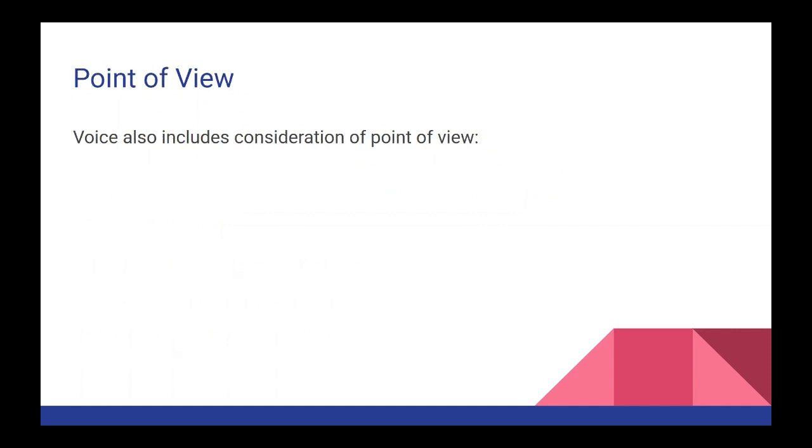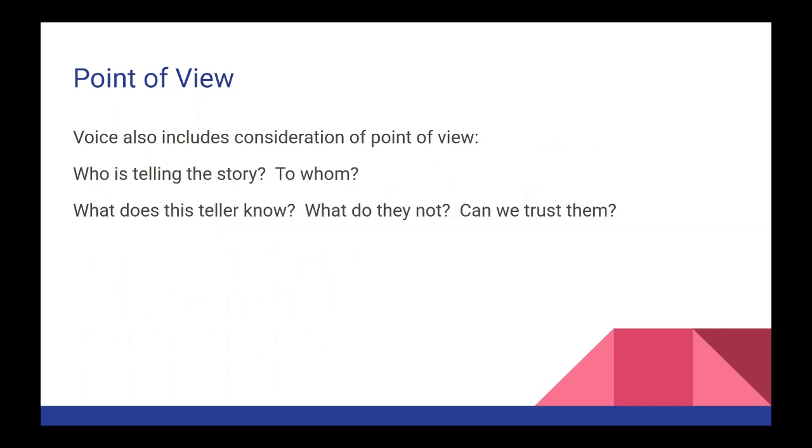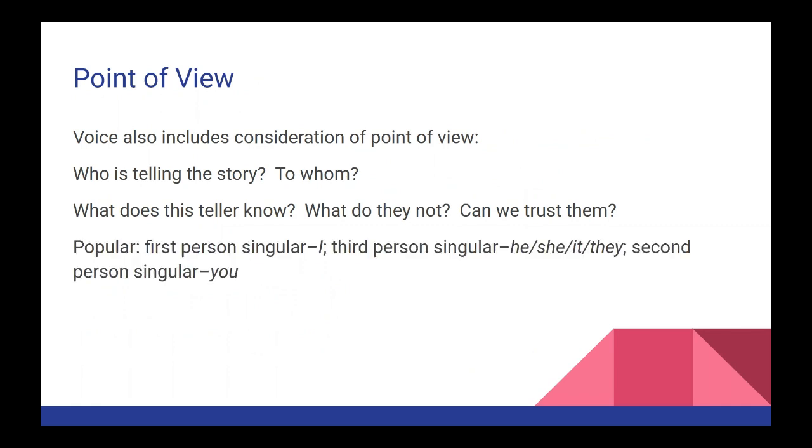Now, the other thing that voice includes when we're talking large scale picture is a consideration of point of view. So the question is, who is telling the story and to whom are they telling it? Now, what does this teller know is something that you want to think about. What do they not? And can we trust them? Many of you have probably heard of the concept of an unreliable narrator. And so we have to think as writers, do we want our readers to trust this person, this character, this narrator? What do they know? What do they not know? And that affects how we tell the story and what point of view that we choose.